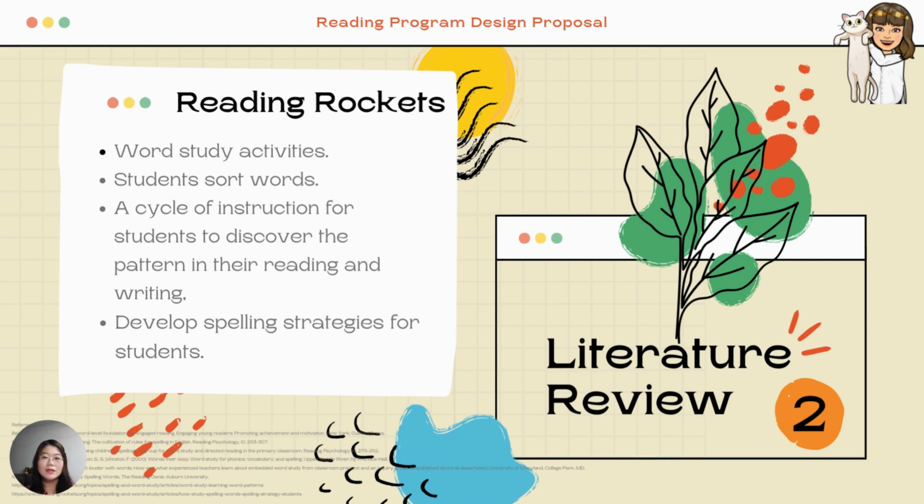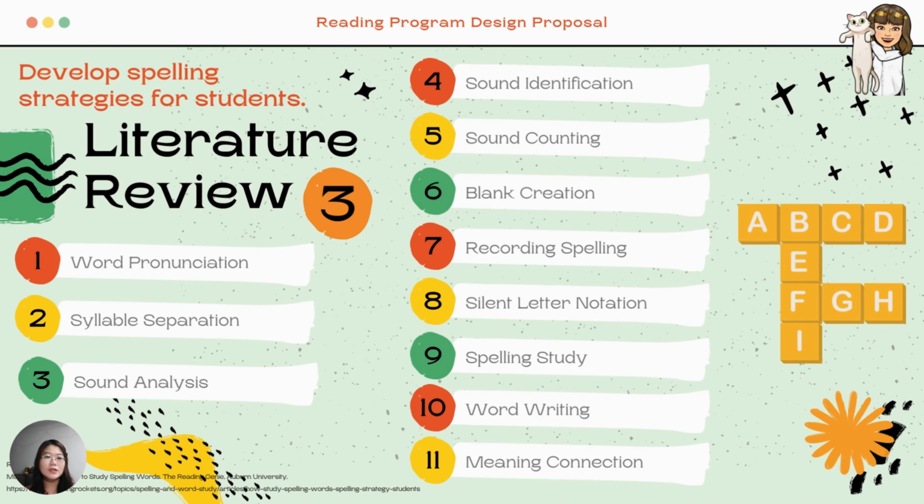And furthermore, a cycle of instruction for word study might include sorting words, encouraging students to discover the pattern in their reading and writing, and using some reinforcing activities to help students relate their patterns to previously acquired word knowledge and test their pattern knowledge. So we can also help them to develop some spelling strategies. The next one is about developing the students' spelling activities, and in the literature review we can separate it into 11 parts.